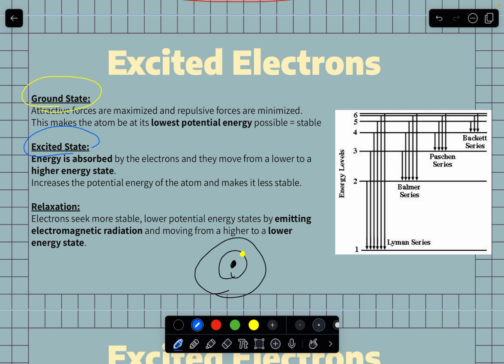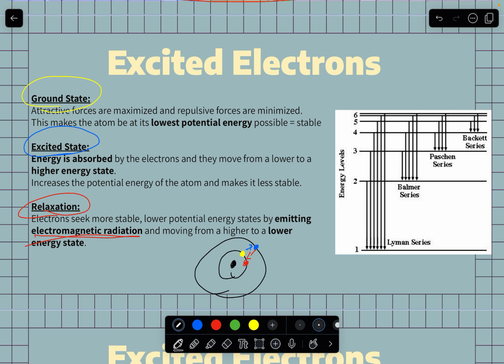When it gets excited, it's gaining energy. Energy is absorbed, so it jumps up a level. It can jump up more than one level, but I'm just going to show it with one level here. Okay, so excited states jump up a level. For relaxation, it's going to go back down. It releases energy, so it's going back down to a lower energy state. And for excitation and relaxation, when it releases energy, that's when it releases electromagnetic radiation. We'll talk about that here in a minute, but that's light, right?